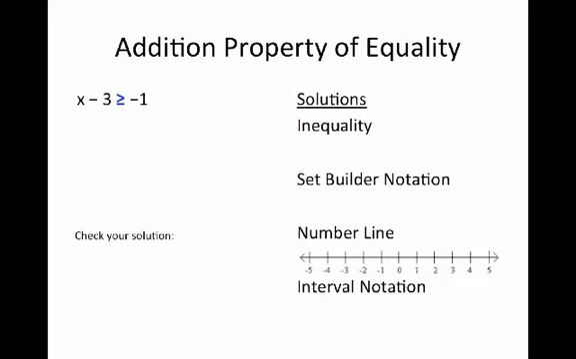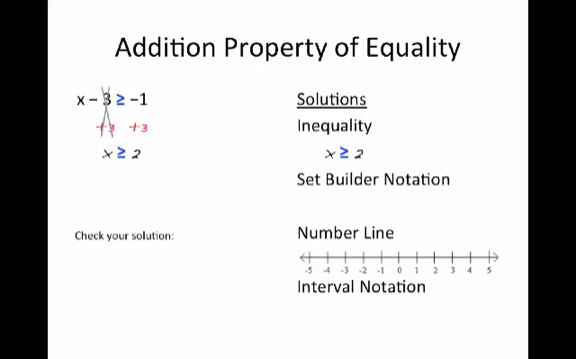Let's use that to solve an inequality. x - 3 ≥ -1. I want to get the x by itself. I add 3 to both sides of the inequality. Negative 3 plus 3 is equal to 0. That leaves me an x on the left, and on the right, negative 1 plus 3 is 2. x ≥ 2. We've got the x by itself, so that's our solution written in inequality form.